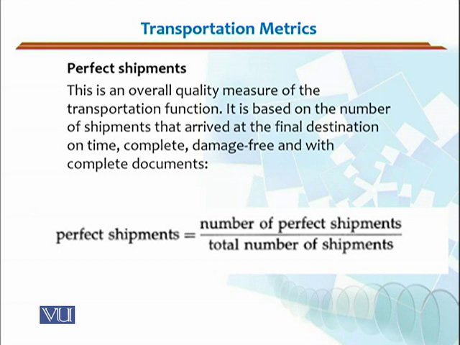Perfect shipments. This is an overall quality measure of the transportation function. It is based on the number of shipments that arrived at the final destination on time, complete and damage-free, and with all the complete documents as well. So a perfect shipment measure is equal to the number of perfect shipments divided by total number of shipments.